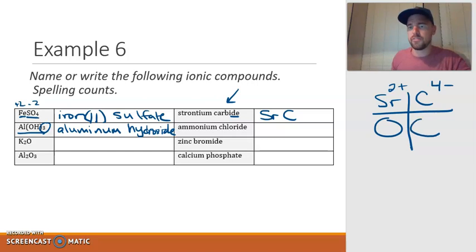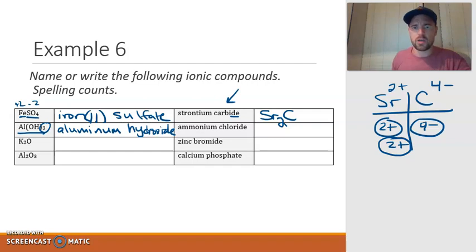If I have just one of each, you have positive 2 and negative 4. That doesn't cancel out to be 0. I need one more strontium in order to make it cancel out to 0. And so, my formula would be Sr2C. If you did the crisscross method, make sure that this was one where you had to reduce the subscripts.